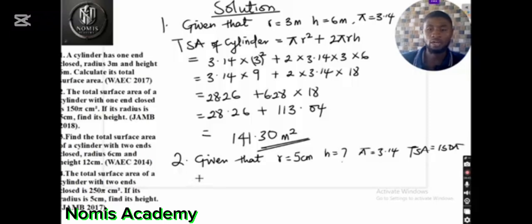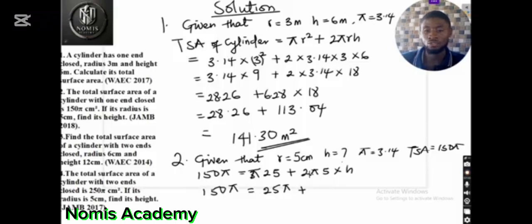So we take the total surface area of the cylinder, 150 pi, equal to pi. Since we have pi, there is no need for us to express pi. Let's say pi multiplied by r squared, that is 5 squared, which is 25, plus 2 pi, r is 5, multiplied by h. So with this I have 150 pi equal to 25 pi plus 2 times 5, which will be 10, 10 pi multiplied by h.